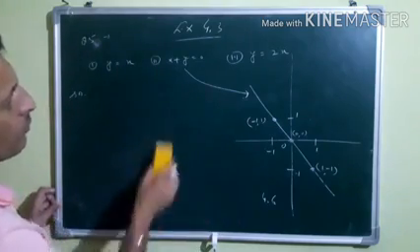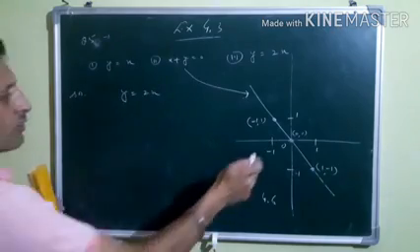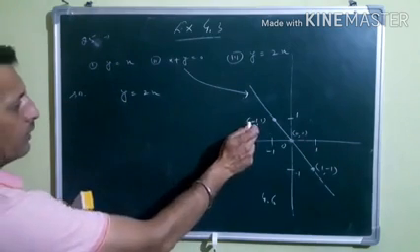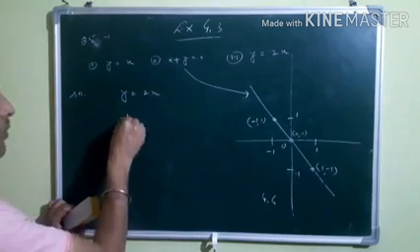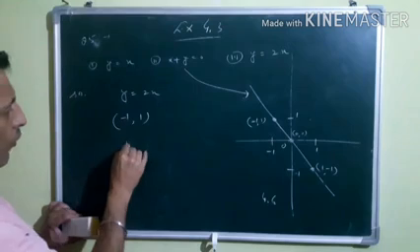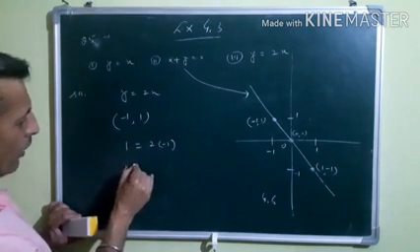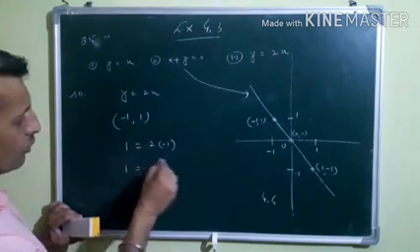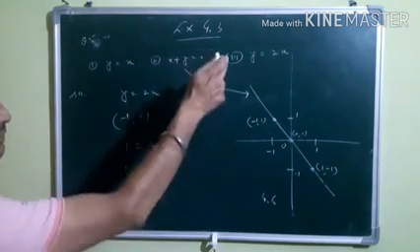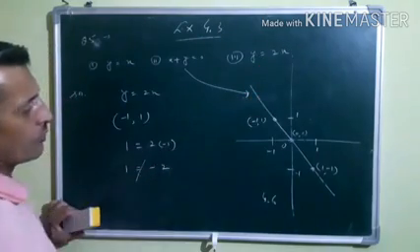Now I'm going to check the third one, y is equal to 2x. When x is equal to 0, y is equal to 0, definitely it passes through the origin. It's true. But now see (-1, 1): x is equal to -1 and y is equal to 1. So 1 is equal to 2 into -1, that is y is equal to -2. Is it true? No, it's not true. It's false. So that means this equation is not a solution for this one.